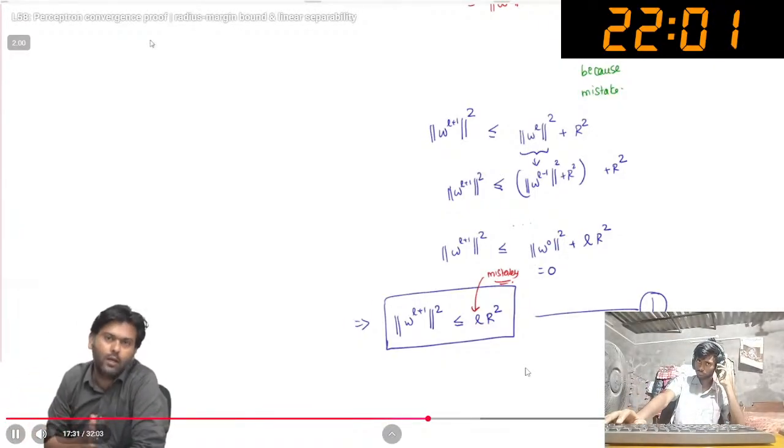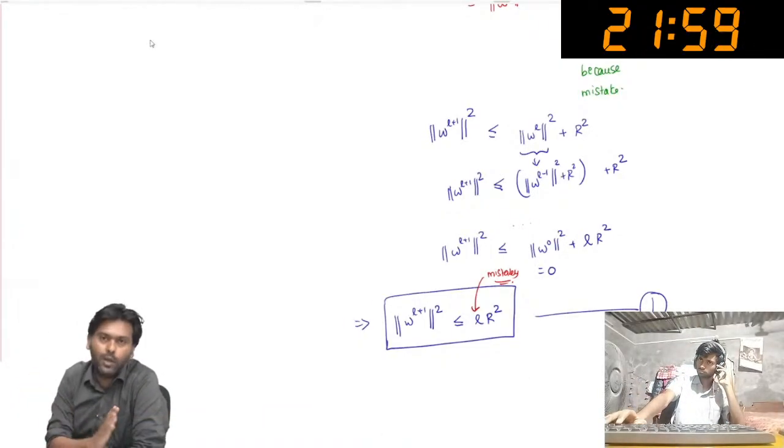Of course, this is not enough to say the number of mistakes of a perceptron is bounded, because we are only bounding the length from one side. We need to bound it from the other side also, which is what we'll try and do next.